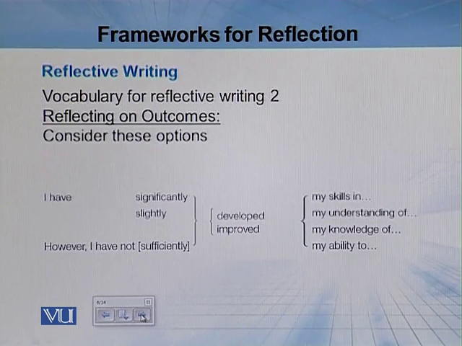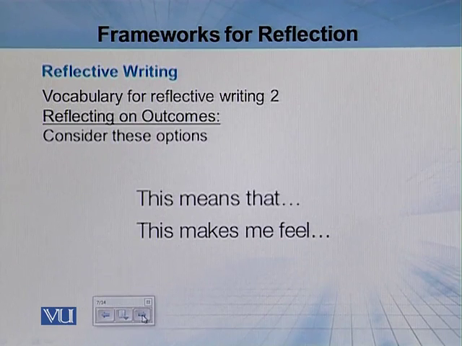Is it in skills or is it in knowledge? Is it in particular understandings about theories as they're applied in the classroom? And very simply, this means that this makes me feel. Remember, when you're looking at what you've learned, part of what you've learned is your emotional response to occurrences in the classroom, especially where you're reflecting on things like behavior management and misbehavior of students in class.